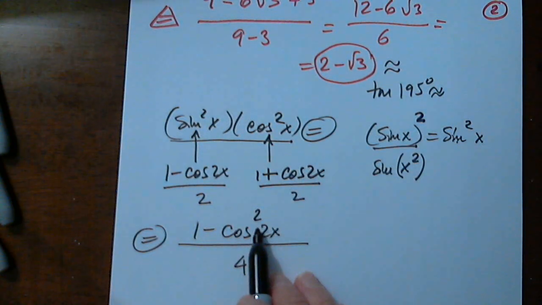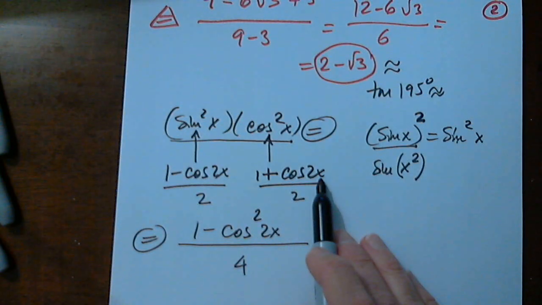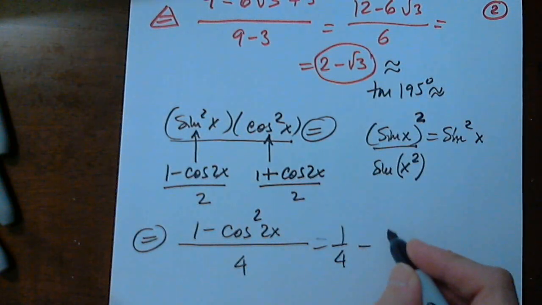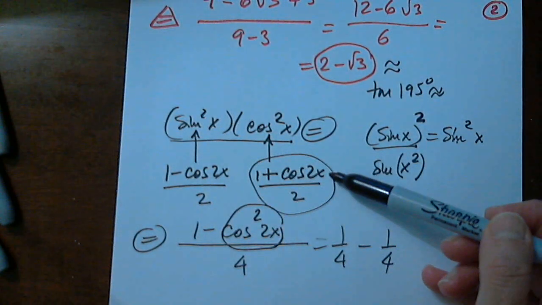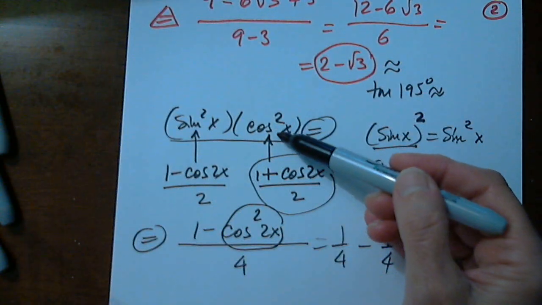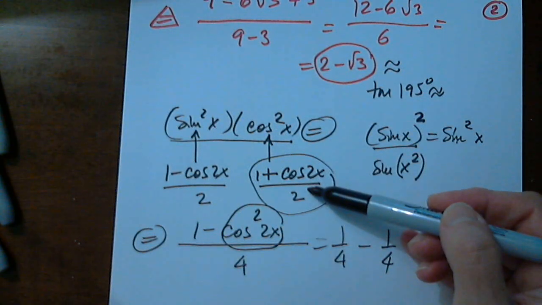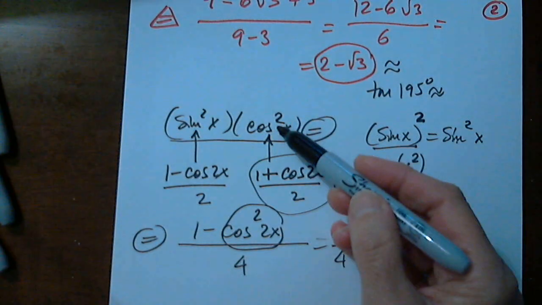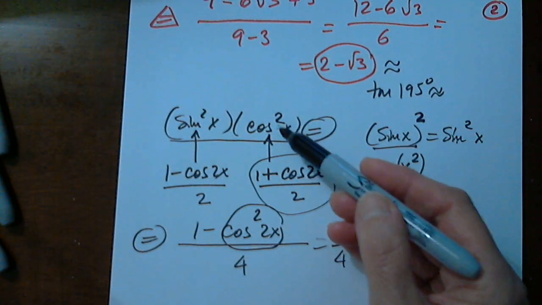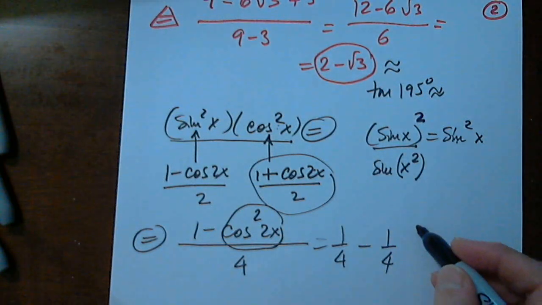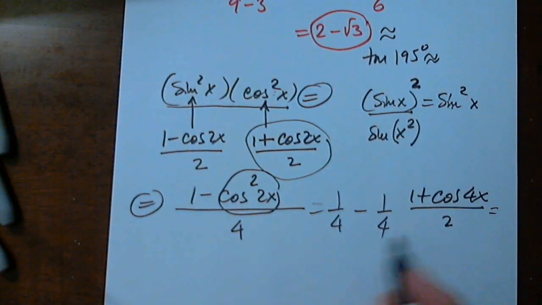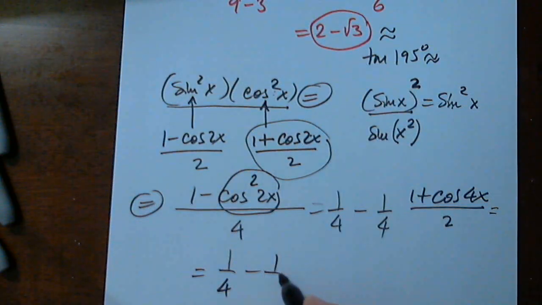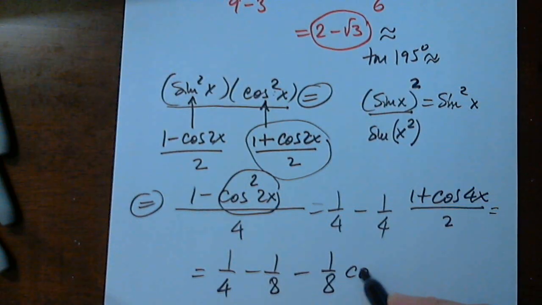When I square cosine, not its argument, I separate this and I get 1/4 minus 1/4 cosine squared. I have to apply the same formula again. But this is of double angle, so I have to have double angle here. 1, 2. 2, 4. So I have to write 1 plus cosine 4x divided by 2. And it's done. So 1 over 4 minus 1 over 8 minus 1 over 8 cosine 4x.